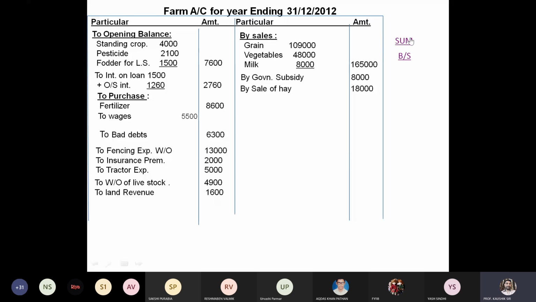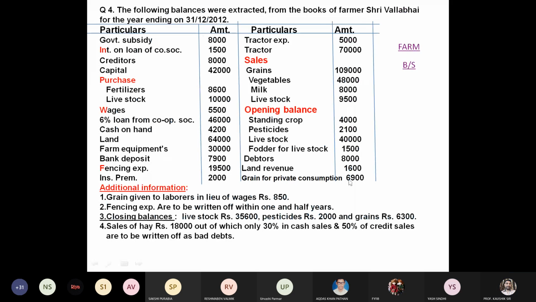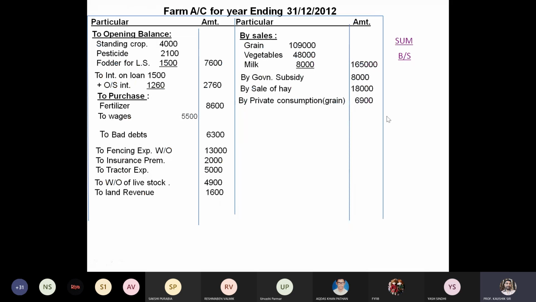Last, grain for private consumption 6,900. So grain goes from the farm. That's why it will be written on the credit side of the farm account. Go to the farm account. By private consumption 6,900.